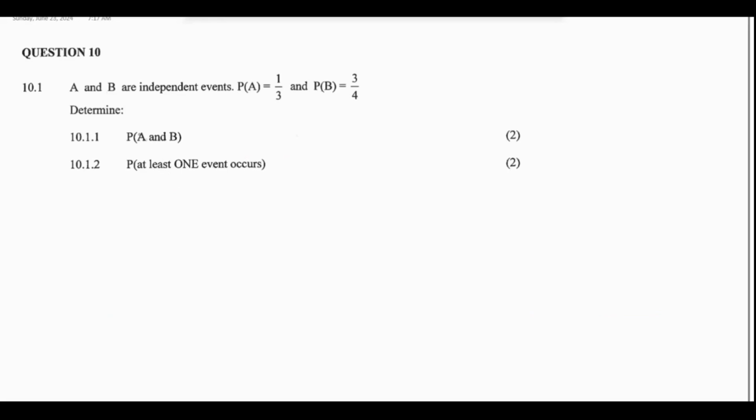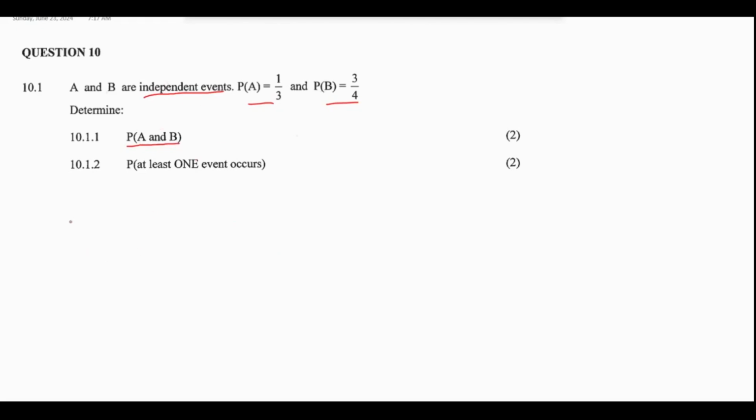Welcome back. Let's do question 10, 10.1.1. A and B are independent events. Then probability of A is 1 over 3, probability of B is 3 over 4. Determine the probability of A and B. So you have to remember the product rule.